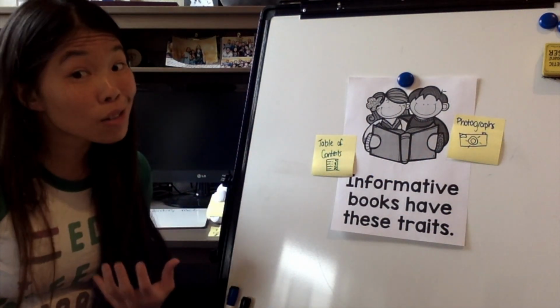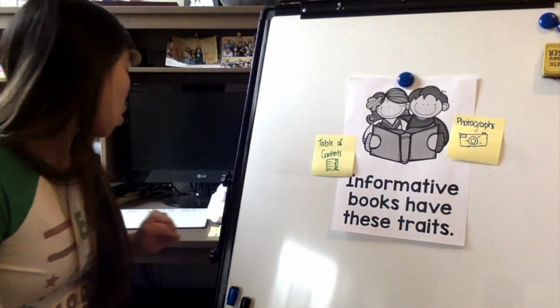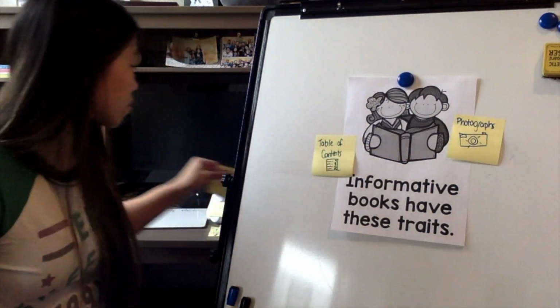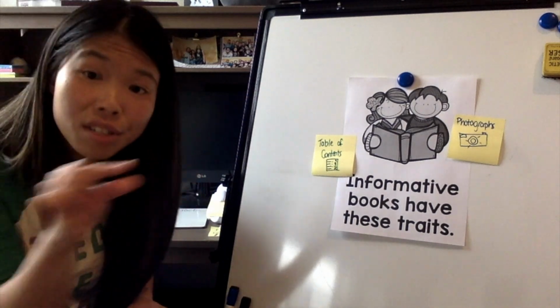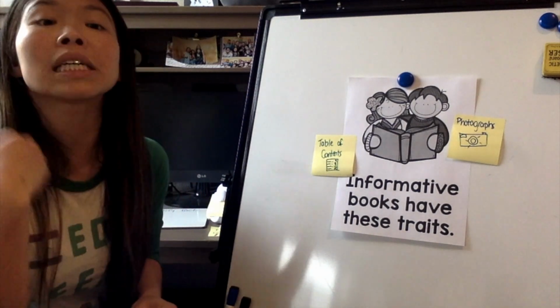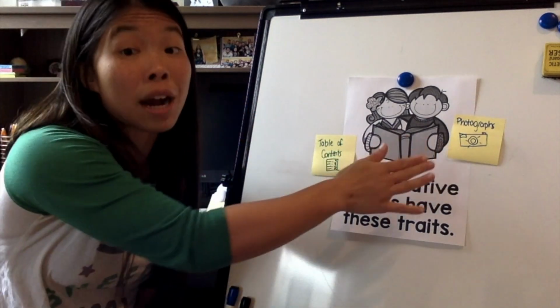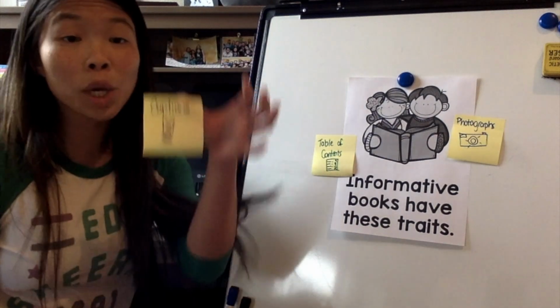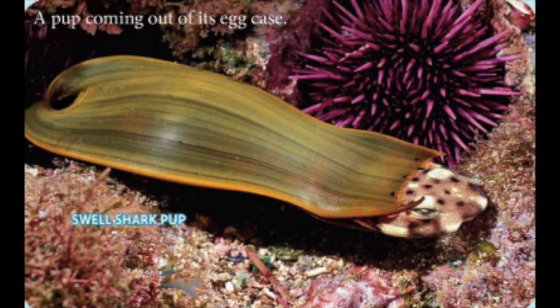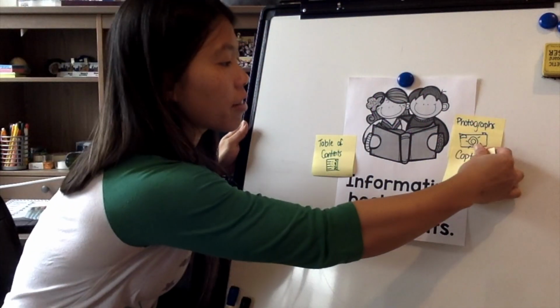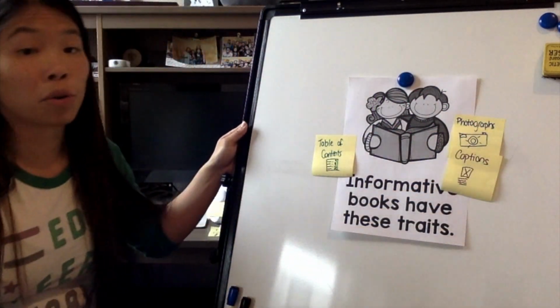Something else that I noticed that went with the photographs, there were little words underneath sometimes that told me a little bit more information about the photograph that I was looking at. We call these captions. The captions are the little words underneath that give us more information about the photograph.